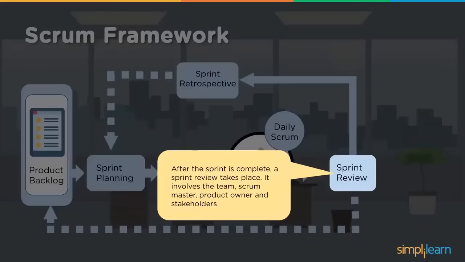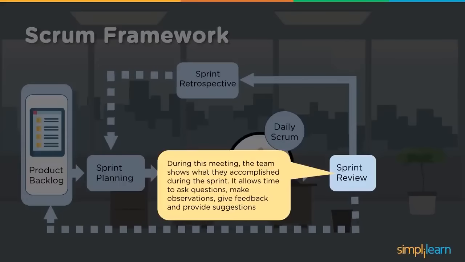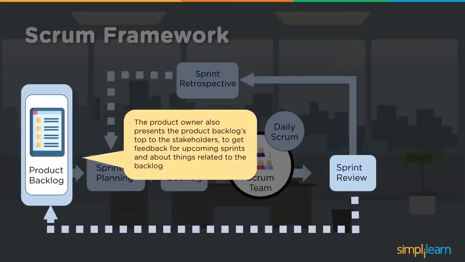Then the sprint review happens once the sprint is complete, which involves the team, the scrum master, the product owner and stakeholders, to understand what was agreed upon and what was delivered, and reviewed. Was that fulfilled in its entirety? That is discussed. During this meeting, the team shows what they accomplished during the sprint. It allows time to ask questions, make observations, give feedback and provide suggestions. Then the product owner also presents the top of the product backlog to the stakeholders to get feedback for upcoming sprints and about things related to the backlog. Now that one sprint is complete, for the next sprint, what should be the prioritization? So the product owner has to speak with the stakeholders so that there is a good understanding, a good handshake, on what needs to be delivered and what is the priority in the given list.